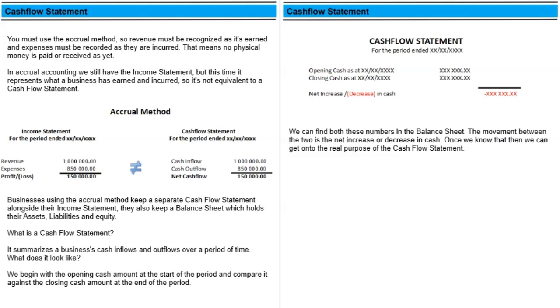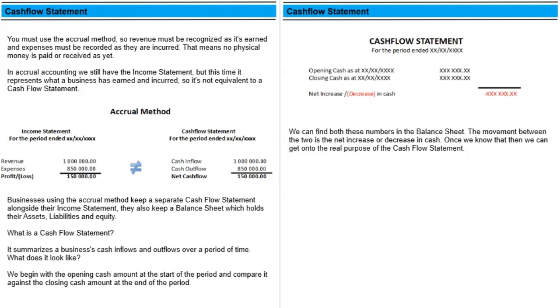Totally different from the income statement, I can assure you. We begin with the opening cash amount at the start of the period and compare it against the closing cash amount at the end of the period. Just as the illustration suggests. We can find both these numbers in the balance sheet.